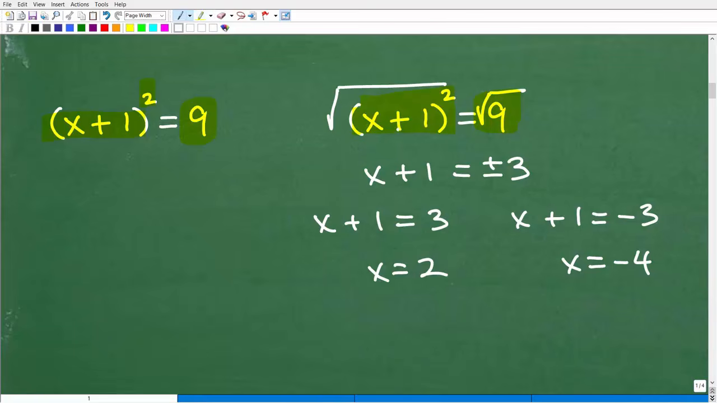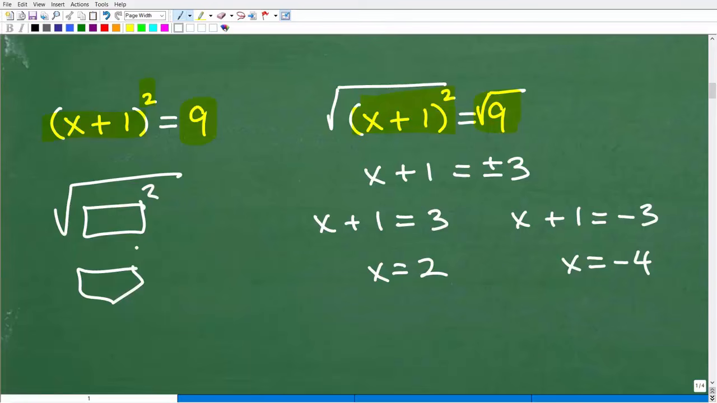All right, so here I can take the square root of both sides. The square root of x plus 1 squared is x plus 1. Anything squared, if I take the square root of it, is just what's being squared. So I have x plus 1. The square root of 9 is both positive and negative 3. So now I have two equations: x plus 1 is equal to positive 3, and x plus 1 is equal to negative 3.